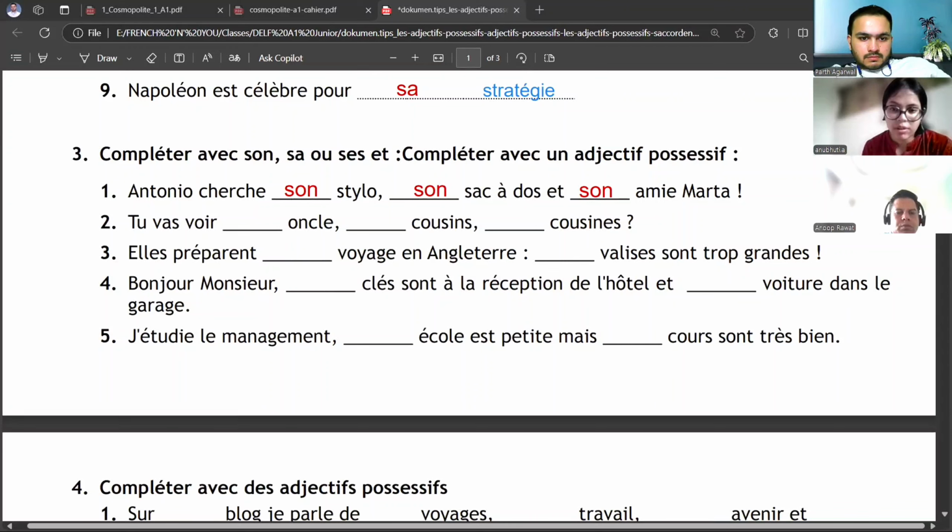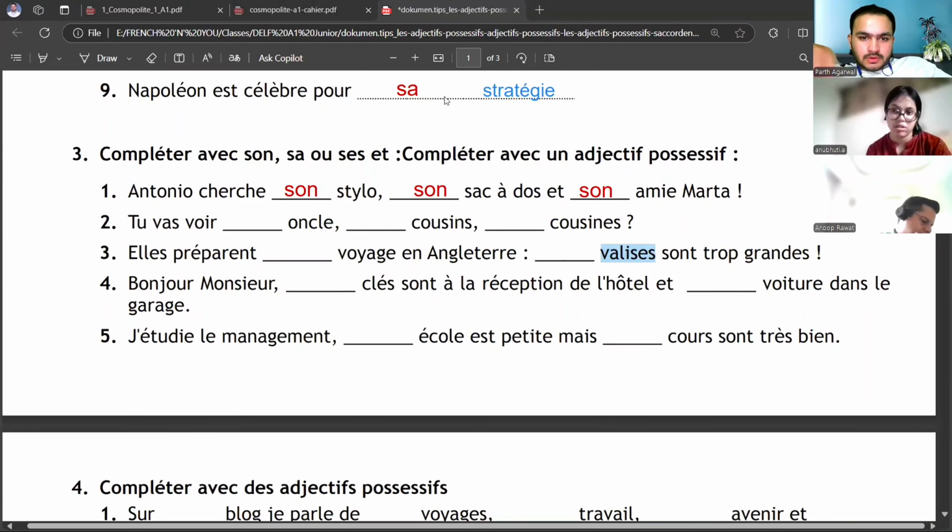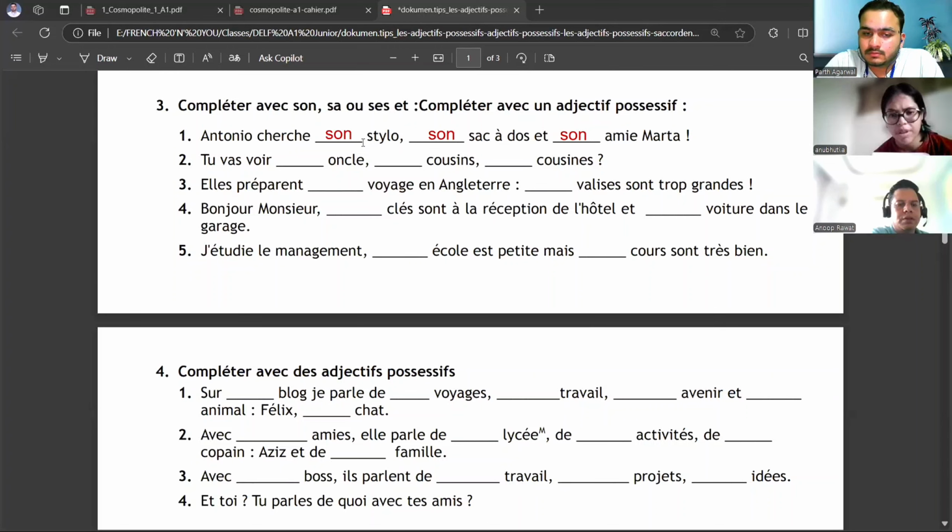Martha, in the third one, valise. What does it mean? Valise means bags, the luggage bags. Oh, bags. Okay. Whatever words are coming up, keep noting them down. That's how you will build up your vocabulary. Voyage is feminine? Voyage, it's masculine. Words ending with age are masculine.